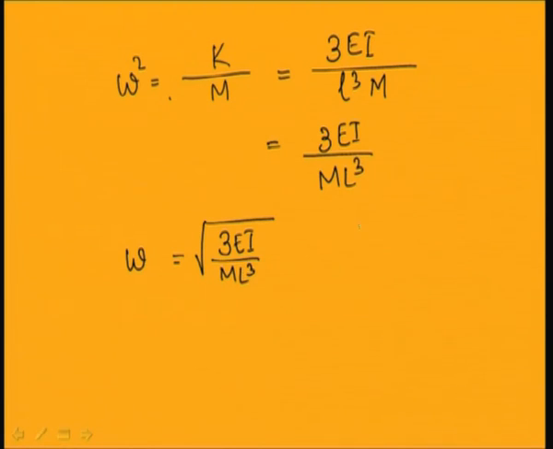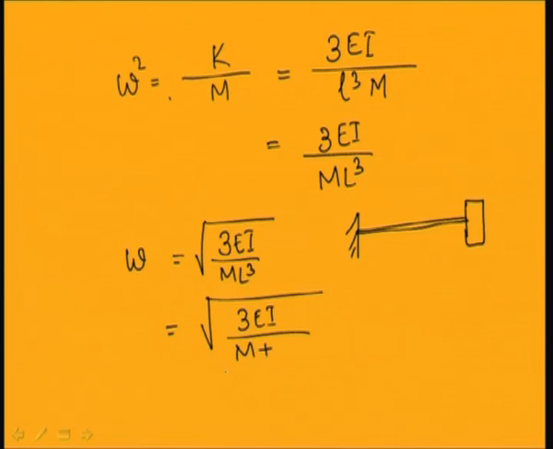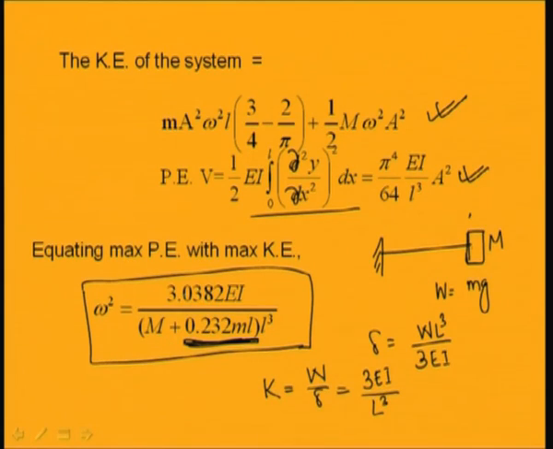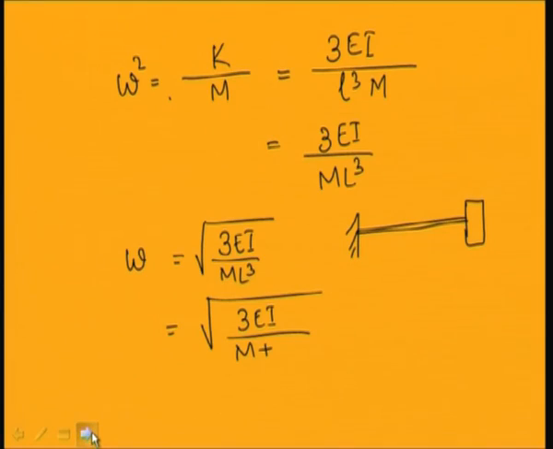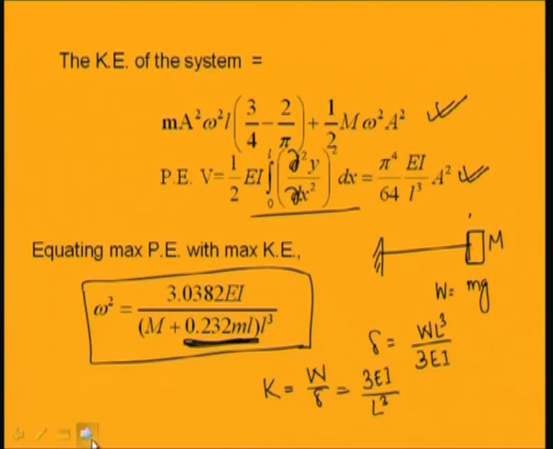When you take into account the mass of the beam, which we have considered here, we get the frequency equal to root over 3 E I by (m plus 0.232 m L), as you have derived.